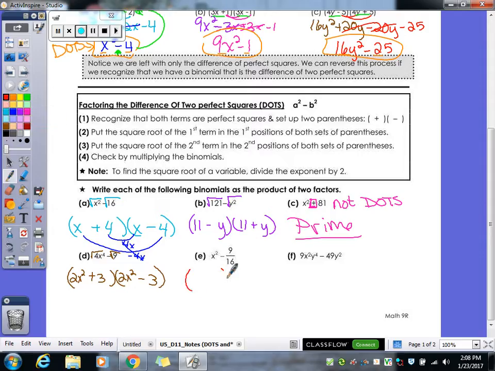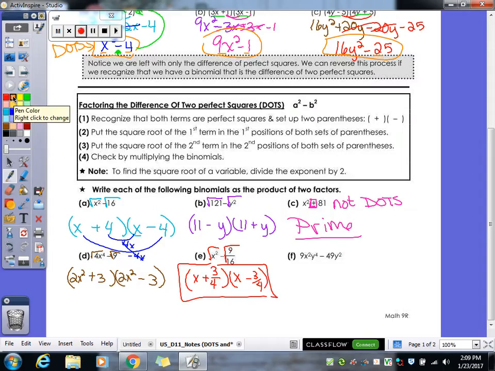All right, letter E, same thing. Even though it's got a fraction, which you guys don't like, it's the same steps. Square root of the first gives me x and x. Square root here, square root of 9 is 3. Square root of 16 is 4. So it's x plus 3/4 and then x minus 3/4.